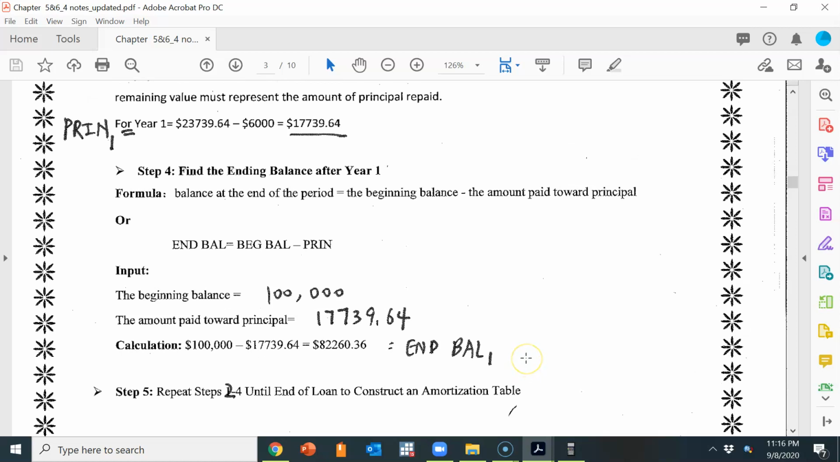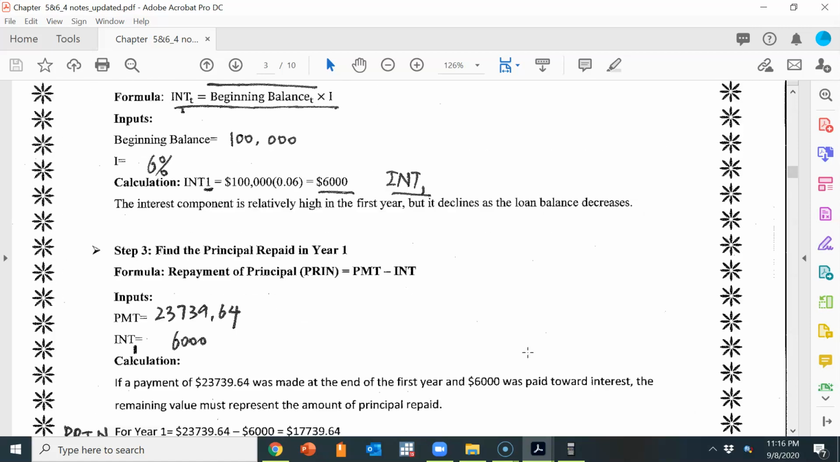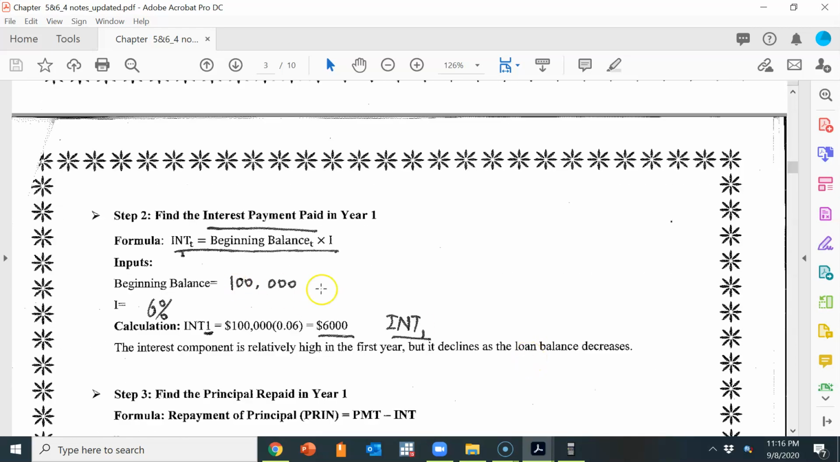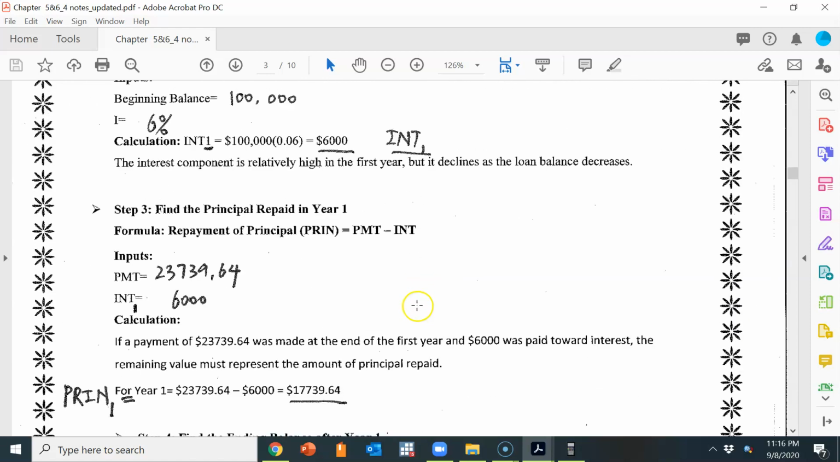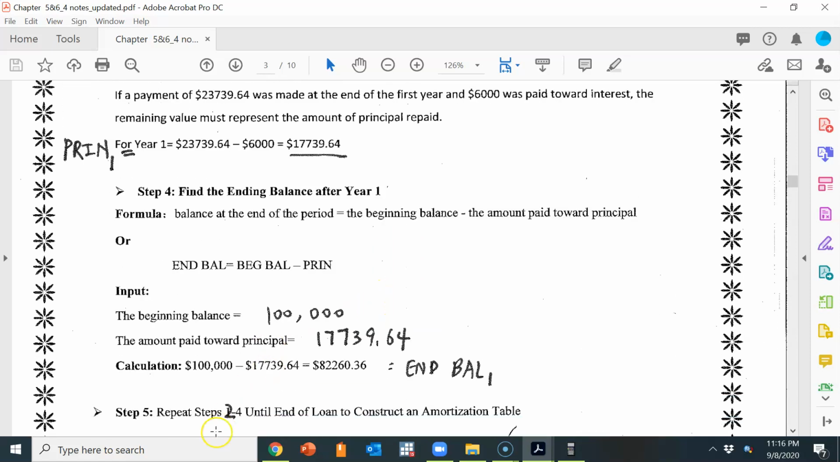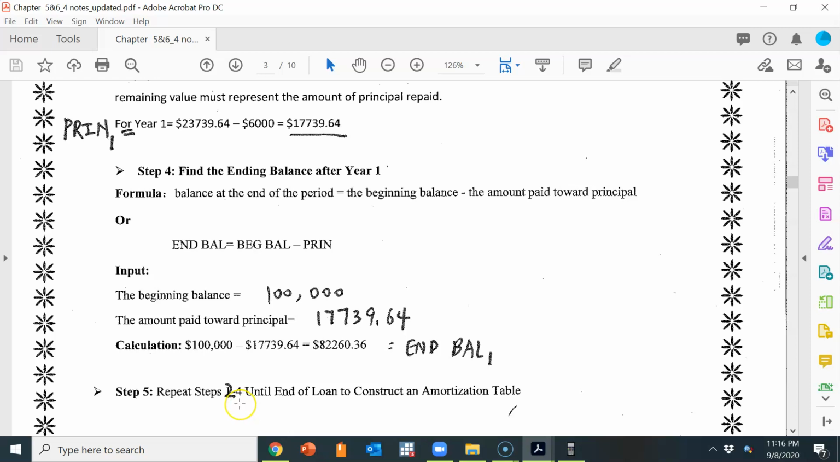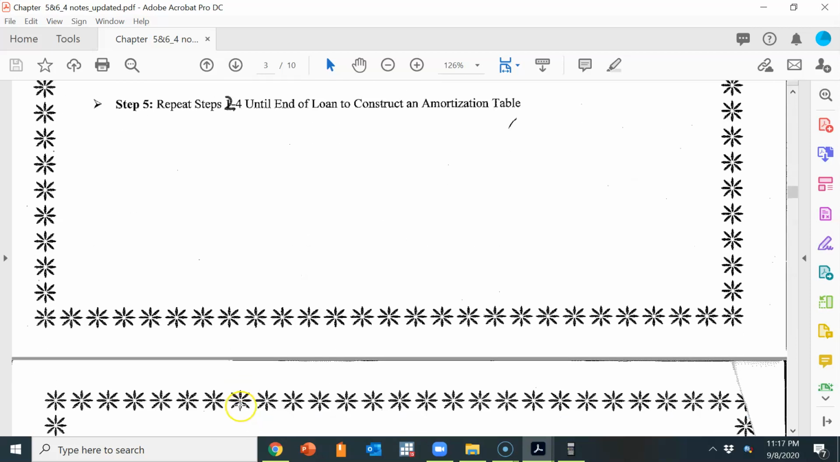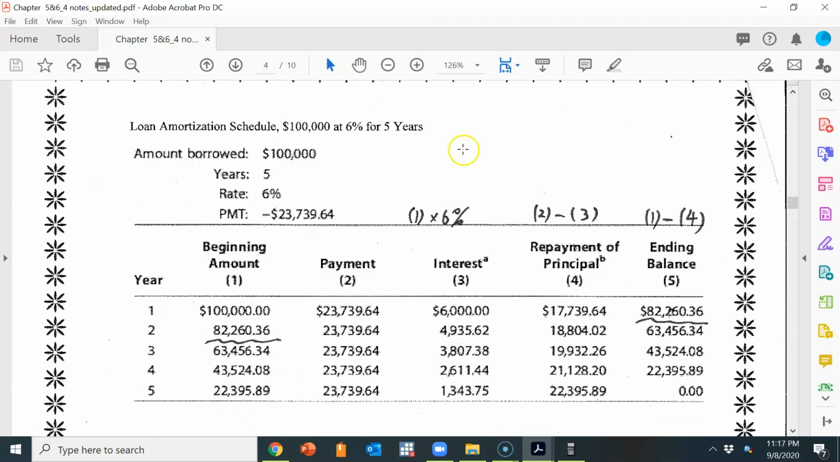From step 1, we calculated the total payment for each year for 5 years. From step 2, we know the interest paid in the first year. From step 3, we know the principal we paid in the first year. From step 4, we know the ending balance we have after the first year. So if we repeat steps 2 to 4, we will know the interest payments, principal payments, and ending balance for years 2, 3, 4, and 5, for all of the years. And then we can construct this amortization table.